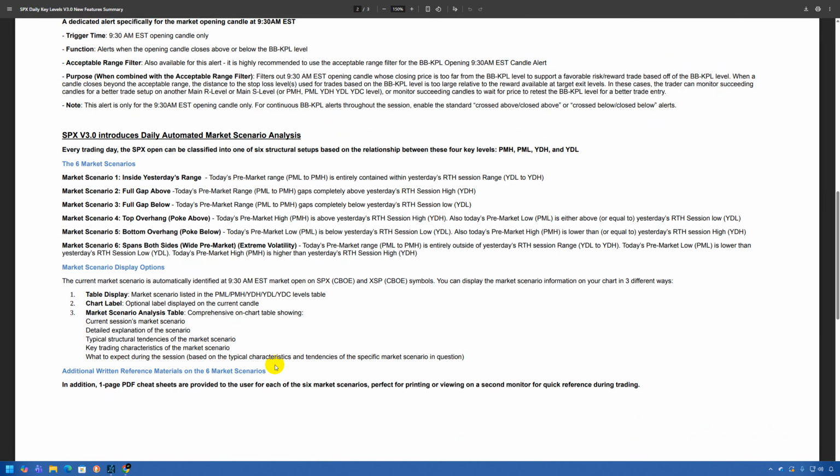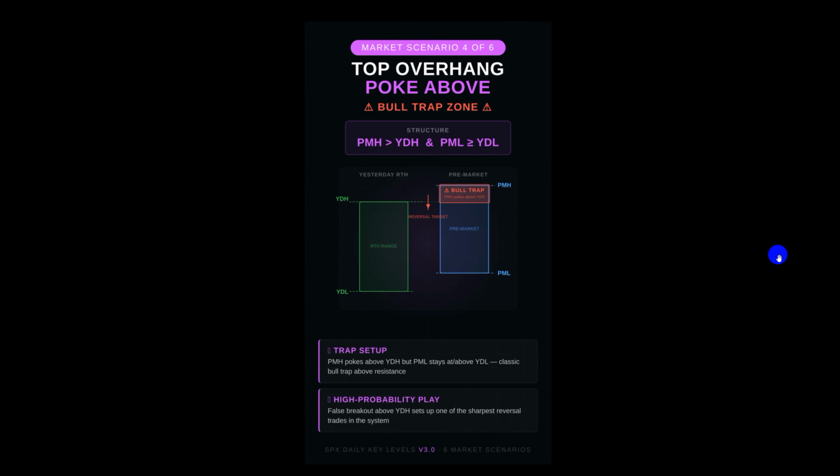Market scenario 4, top overhang, poke above. Today's pre-market high is above yesterday's RTH session high, YDH. Also, today's pre-market low is either above or equal to yesterday's RTH session low, the YDL level. Okay, so here's a graphical representation of market scenario 4, top overhang, poke above.